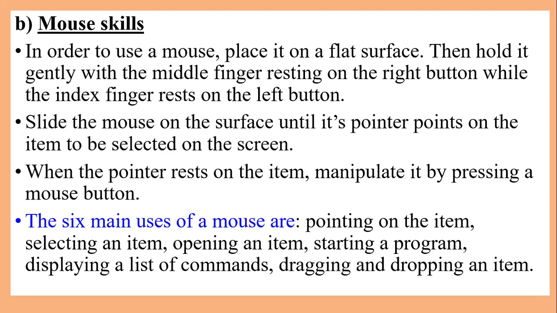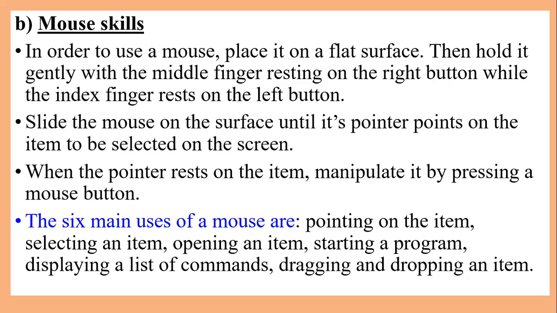Other than the use of the keyboard, you also require the use of a mouse. In order to use a mouse, you should always place it on a flat surface. Then hold it gently with the middle finger resting on the right button while the index finger rests on the left button. Then slide the mouse on the surface until its pointer points on the item to be selected on the screen. When the pointer rests on the item, manipulate it by pressing a mouse button.